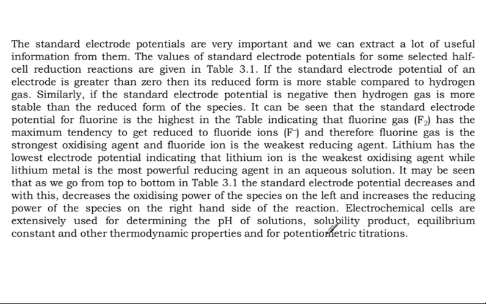Electrochemical cells are extensively used for determining the pH value. With the help of the pH value, we can decide the strength of the acidity. A pH value less than 7 means acid, more than 7 means base. Not only the acidic character, but the solubility product, equilibrium constant and other thermodynamic properties can all be estimated, and we can get clear-cut ideas, knowing the nature of the electrode, whether it is suitable for a reduction reaction or an oxidation reaction, all based on standard reduction potential.